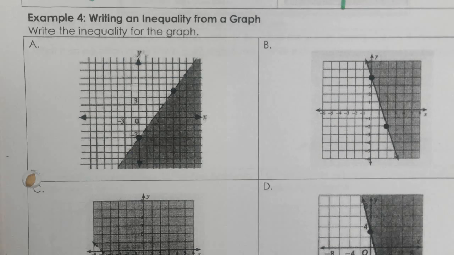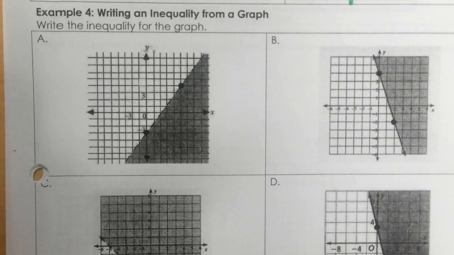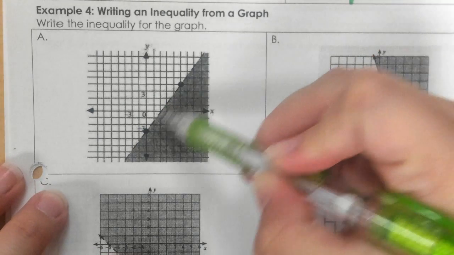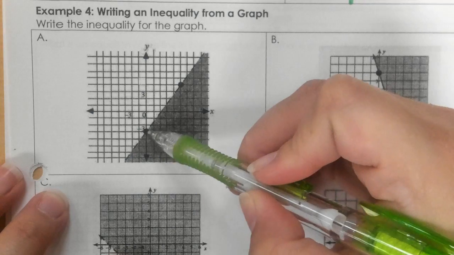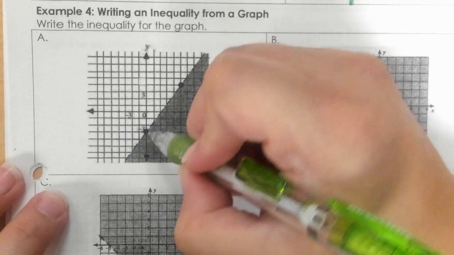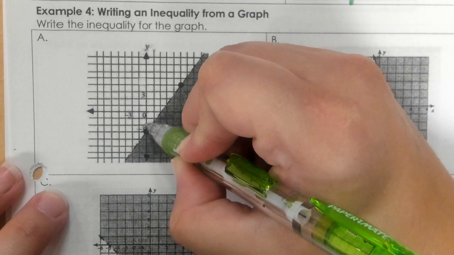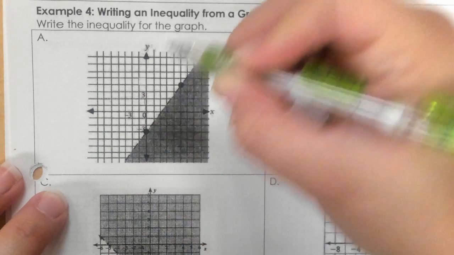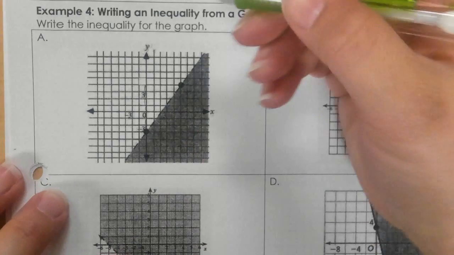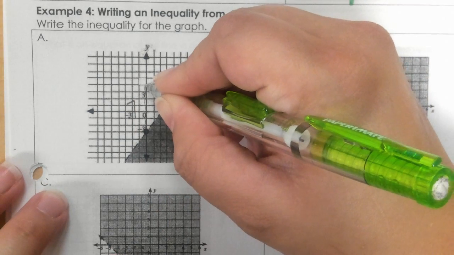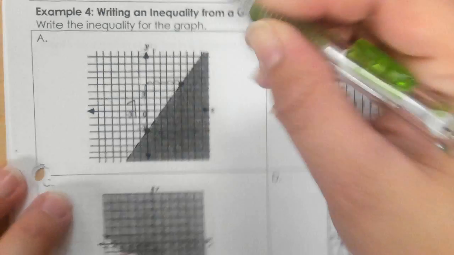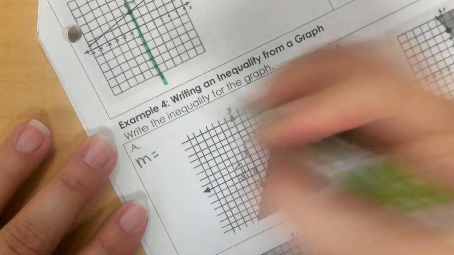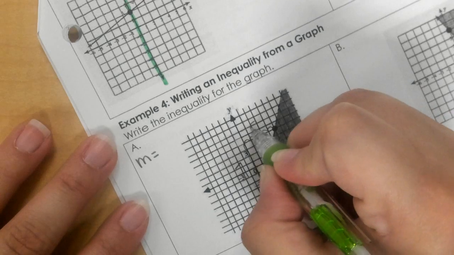For example 4, we are writing an inequality from a graph. So first of all, we still need to find m, and we still need to find b, just like what we did in these problems up here. Okay, so for m, here are our 2 points. We start with the most left point, that would be this point. So, to rise, I rise 1, 2, 3, 4, 5, 6, 7, and I run 1, 2, 3, 4, 5. Okay, so our slope would be 7 over 5.